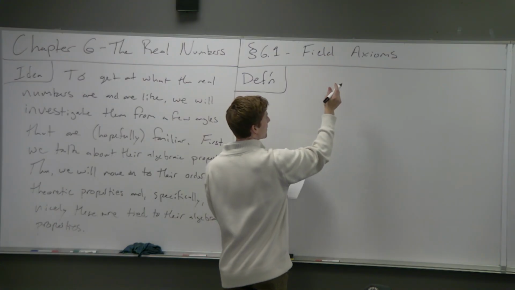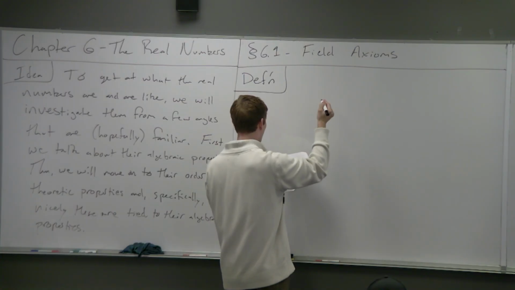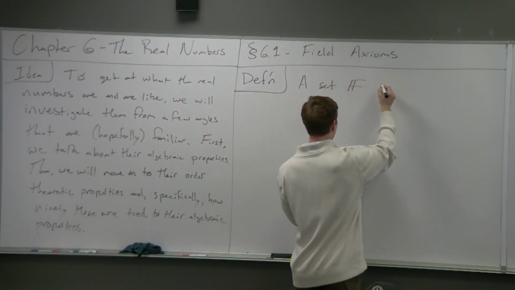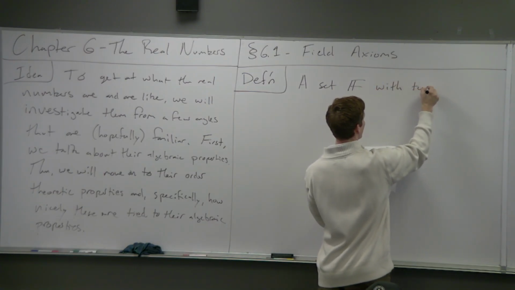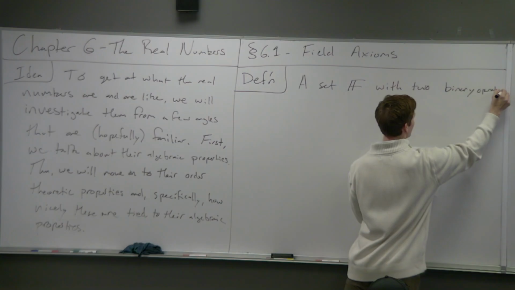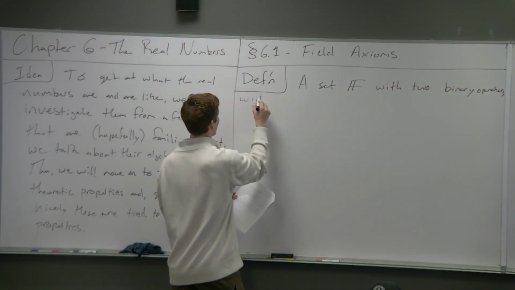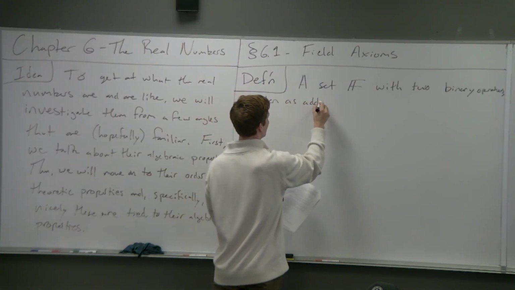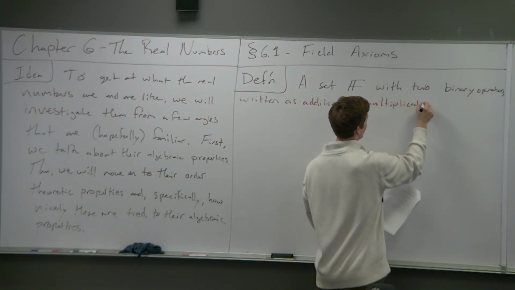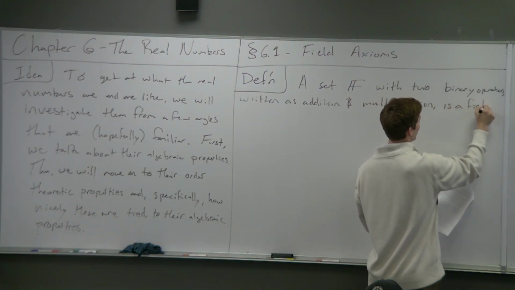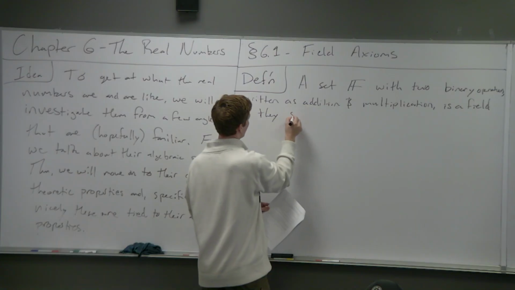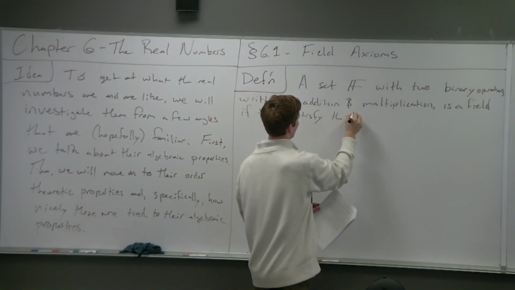Okay, and I'm going to write this slightly differently than it appears in your note packet, but here's what I'll say. A set F with two binary operations, written as addition and multiplication, is a field if they satisfy the following.